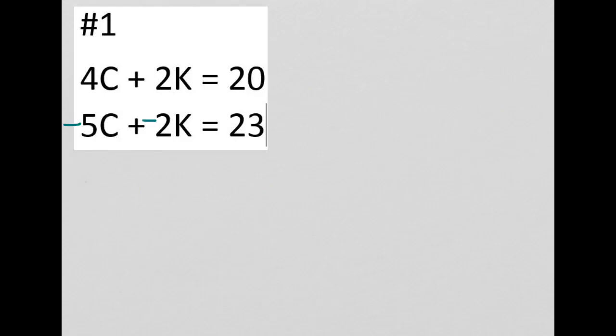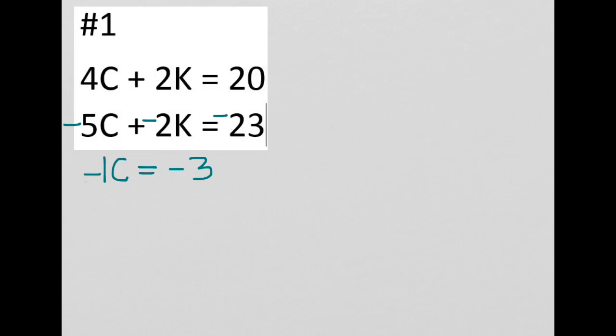Either way you think about it, I'm going to have to subtract this whole second row. So 4c minus 5c is negative 1c, or negative x, depending on which way you want to talk about this. 2k plus negative 2k is 0k. Yay, we eliminated a variable. And now 20 plus negative 23 is negative 3.